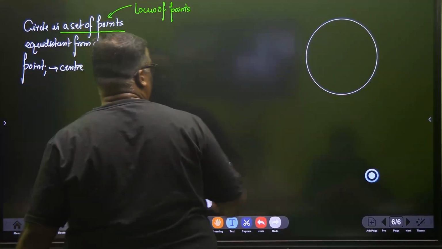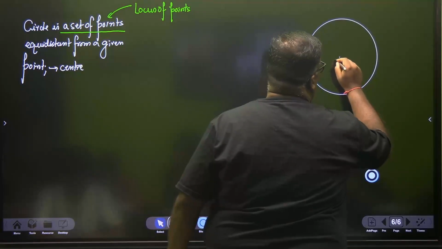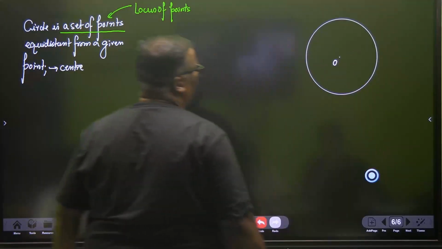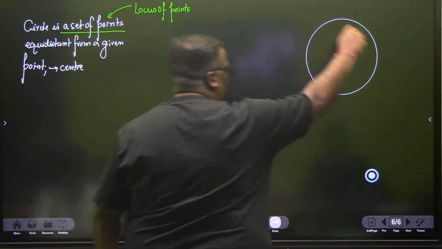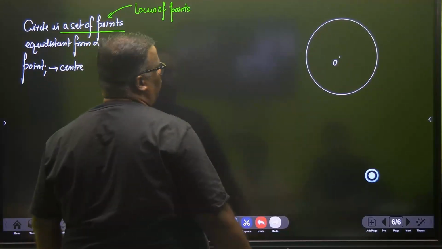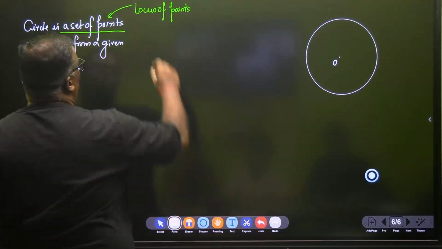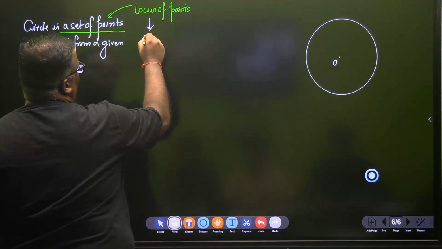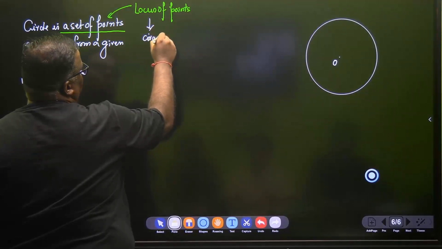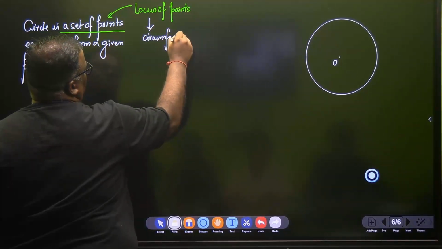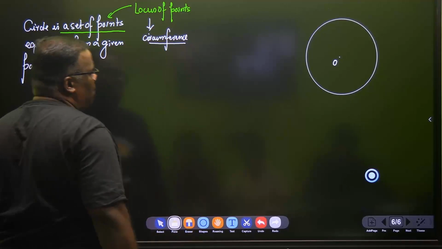This means that by now we know that there is a given point O, and all the other points on this circumference are actually a collection of all these points, right? And this locus of points actually forms what is known as the circumference of the circle. These are all things you know, nothing new. Circumference of the circle, right?